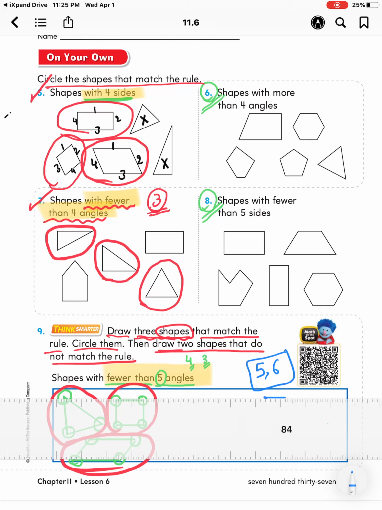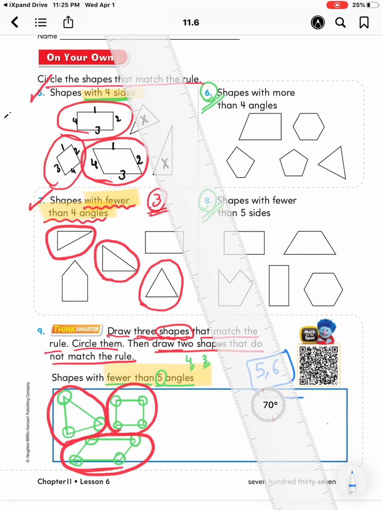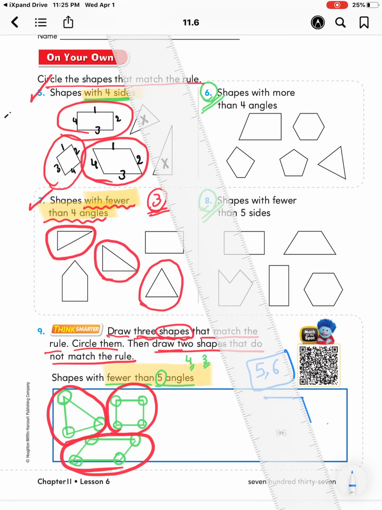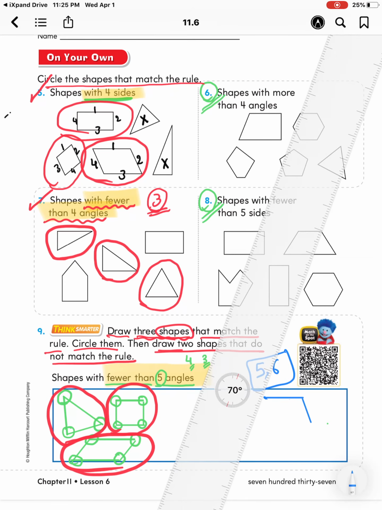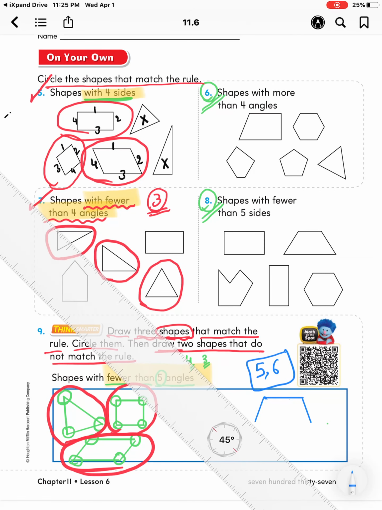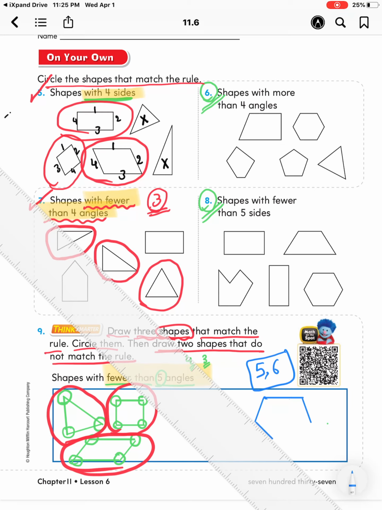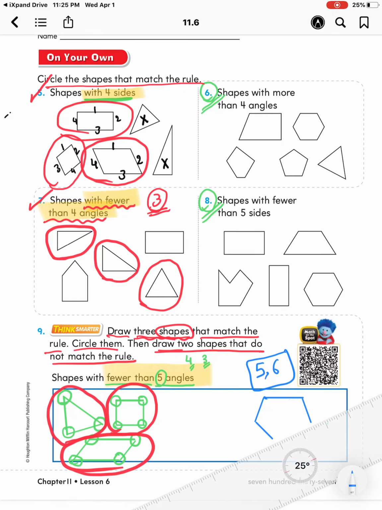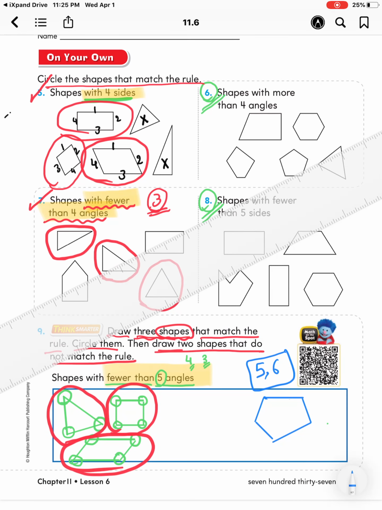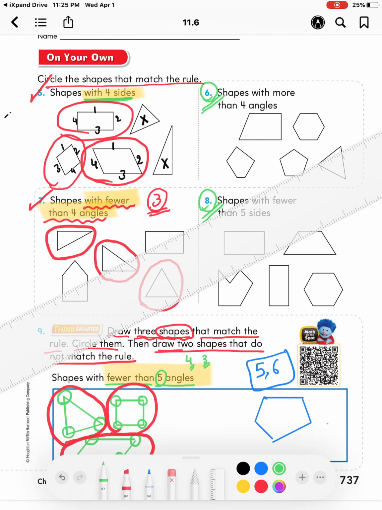So we will draw it like this. 1, 2, 3, 4, and 5. So here we have how many sides? 5 sides, which means how many angles? 5 angles. Let's count together. 1, 2, 3, 4, and 5.